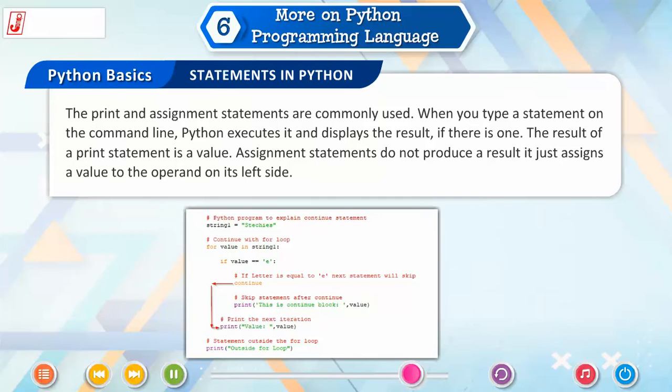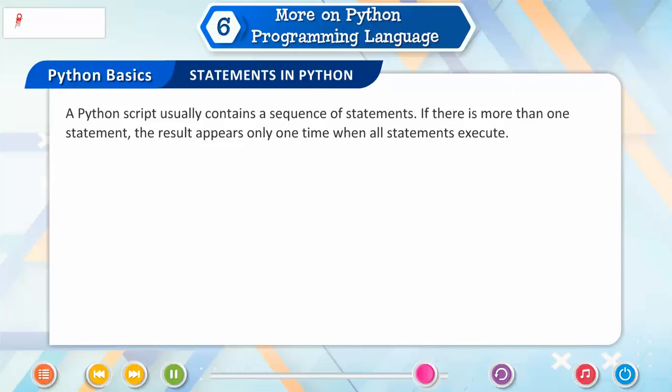When you type a statement on the command line, Python executes it and displays the result if there is one. The result of a print statement is a value. Assignment statements do not produce a result, it just assigns a value to the operand on its left side. A Python script usually contains a sequence of statements. If there is more than one statement, the result appears only one time when all statements execute.